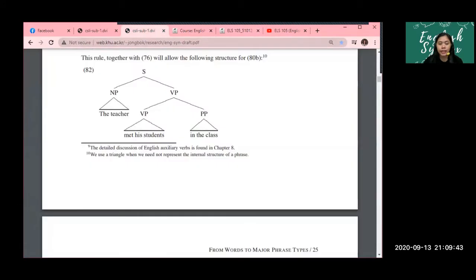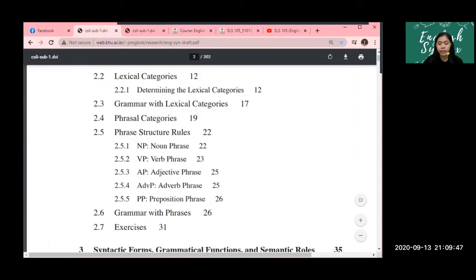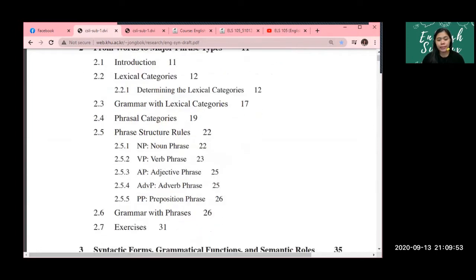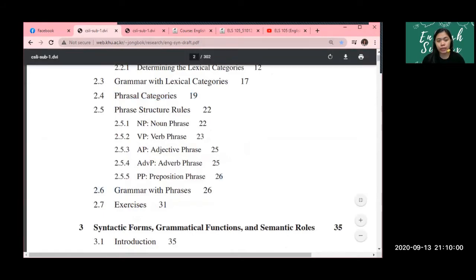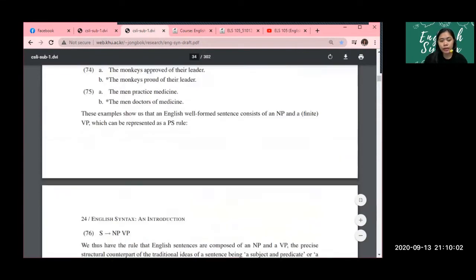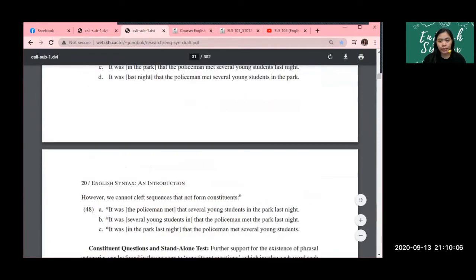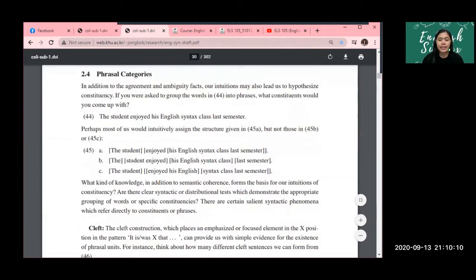So let's get started. This is the part of chapter 2, from words to major phrase types. This is from pages 19 to 26 of the book that we are currently using. So let's start right away with this one. First, we are going to talk about phrasal categories.